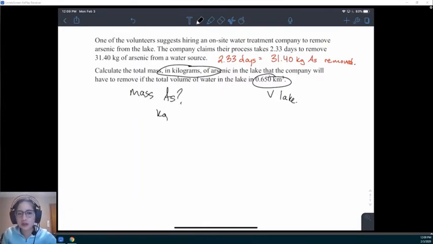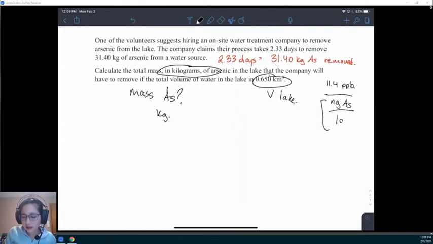but we want the mass of arsenic in kilograms. So if we use the concentration that we got before, 11.4 ppb, we can use that to get from the volume of the sample or volume of the solution, which is the volume of the lake, to the mass of arsenic in the end. All right, because ppb, remember, means nanograms of arsenic over grams of our solution.